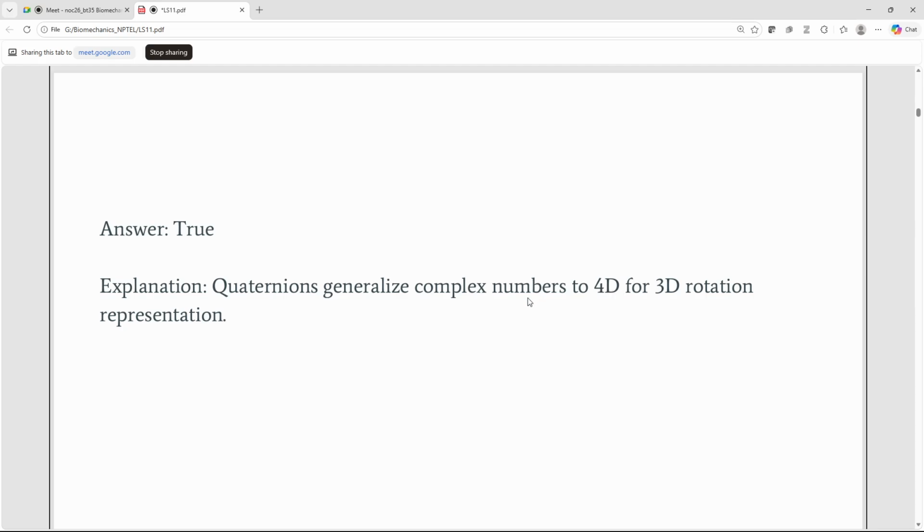Quaternions can be written as something like a plus bi plus cj plus dk. Here i, j, k are the imaginary units. It is used to represent rotation. Rotation matrices are one way, quaternions are another way of representing rotations, mostly used in computer graphics.